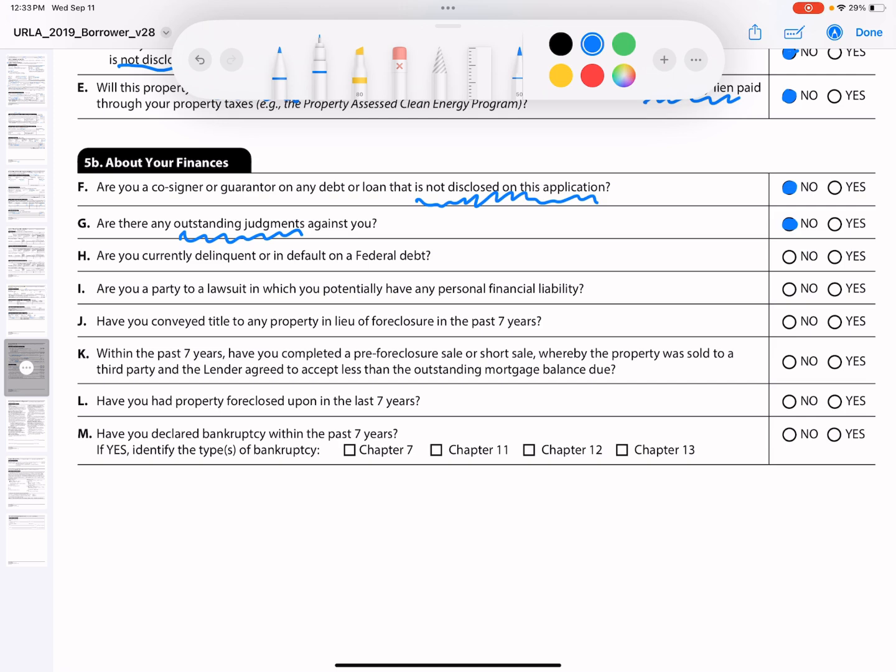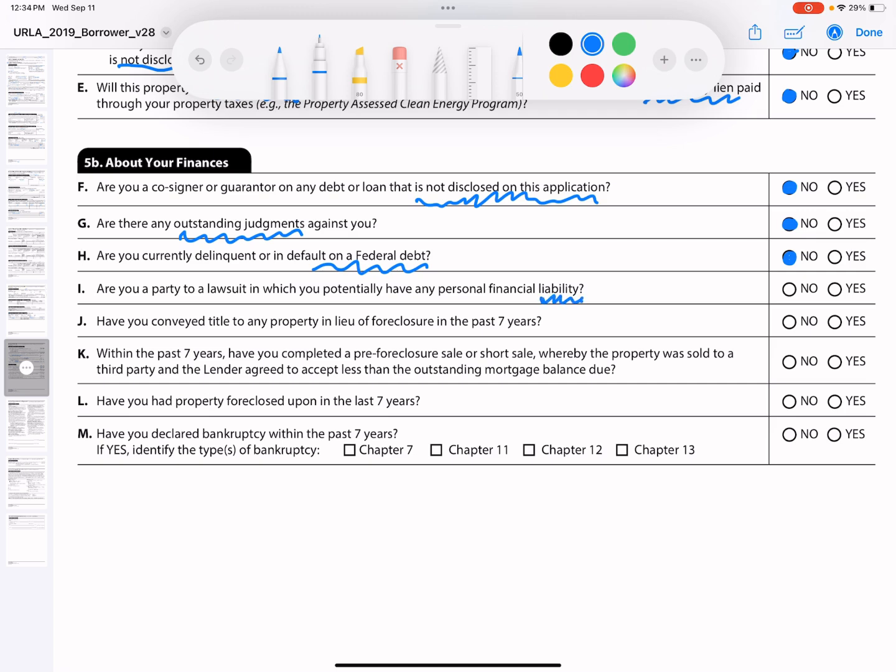Are you currently delinquent on any federal debt? I'm going to say no. A lot of times this is if you have a student loan that is in default. That typically reports on your credit. Are you a party to a lawsuit in which you have any personal liability? That's the big one.